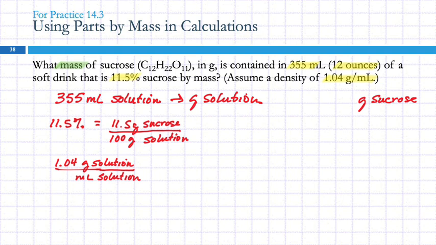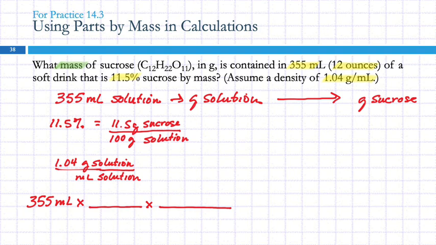And then what does this one relate? Grams of sucrose and grams of solution. Well, I have grams of solution and I want to get grams of sucrose. So that's my factor here. So 355 milliliters. We got two arrows, so we're going to have two factors.